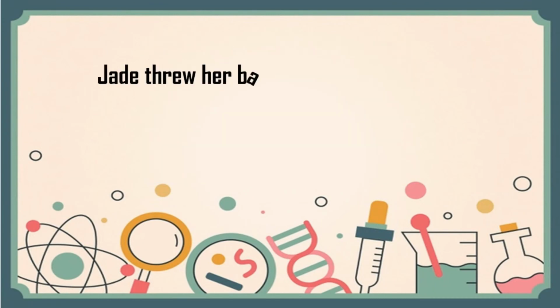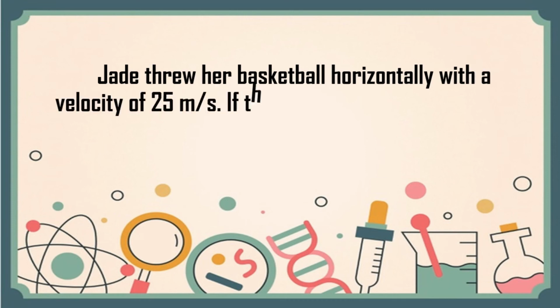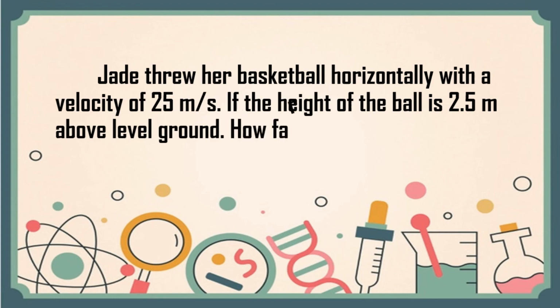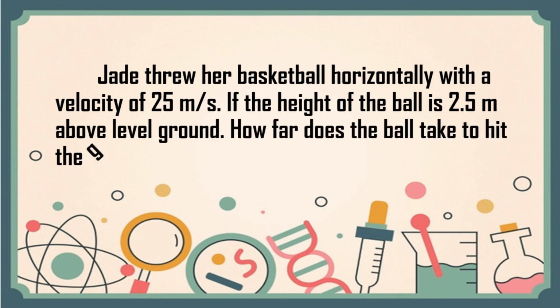Jade threw her basketball horizontally with a velocity of 25 meters per second. If the height of the ball is 2.5 meters above level ground, how far does the ball travel before it hits the ground?